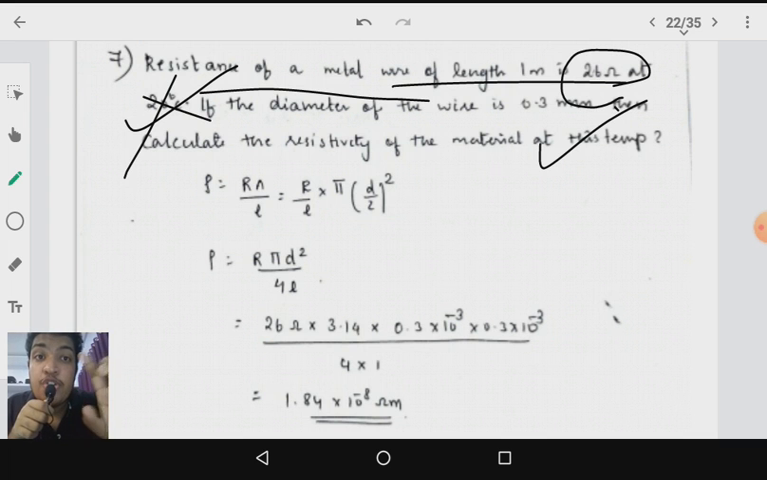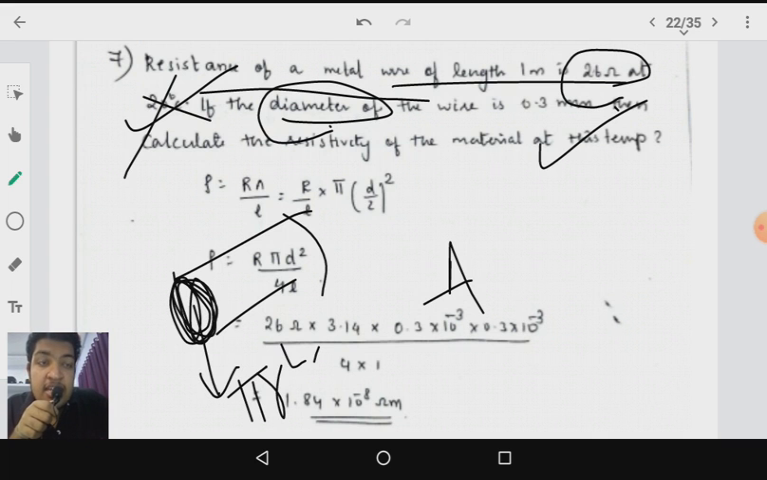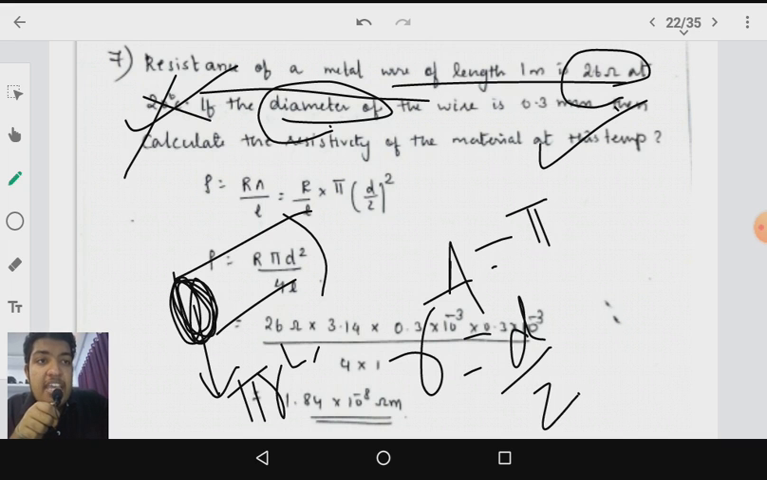Here A is equal to pi R square, right? It is a cylinder. Cylinder wire means the cross section should be a circle, and the area of a circle is pi R square. Here the diameter is given. So the radius is equal to diameter divided by 2. So here the area is equal to pi into (d by 2) the whole square.